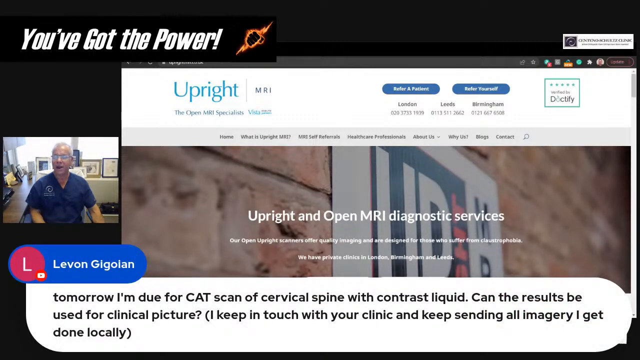Levon, it's hard to do a CAT scan of the cervical spine with contrast. Can the results be used for a clinical picture? I keep in touch with your clinic, sending images I get done locally.